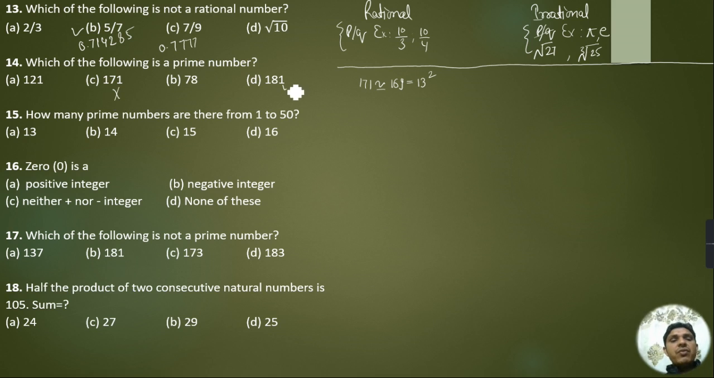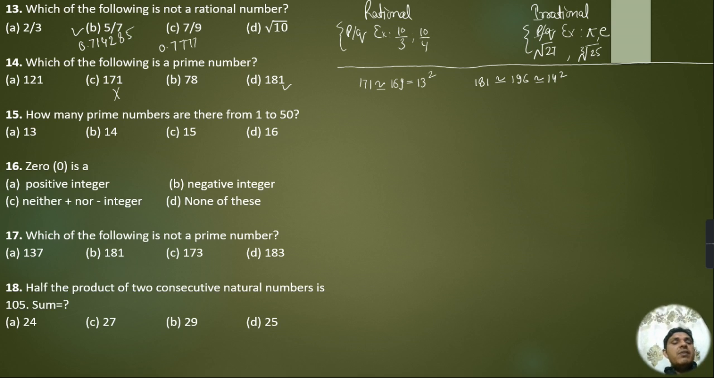And if we check for 181, the nearest square is 196, right? And this is the square of 14. Just check by all the prime numbers. So 181 is not divisible by any of the prime numbers till 14, so the number will be a prime number.